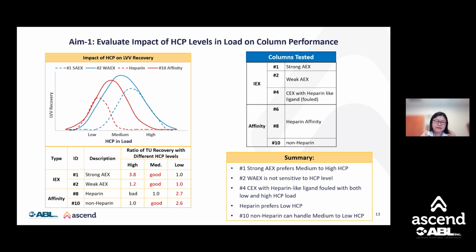The summary is illustrated in this graph and the table on the left-hand side. The dotted blue line is the strong AEX. It prefers medium to high HCP load. However, the weak AEX handles a broader range of HCP profiles. The heparin resins can only deal with low HCP, but the non-heparin affinity resin can handle both low and medium HCP. I also want to point out that we tried the number 4 CEX, but it failed with both high and low HCP, so we didn't do any further work.